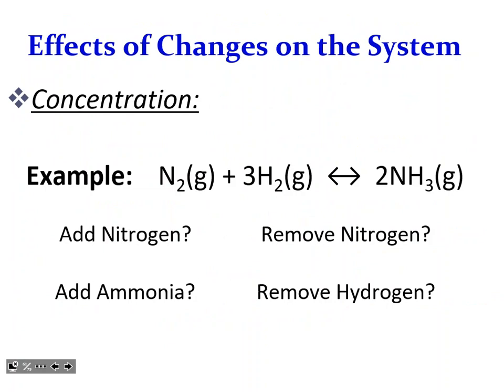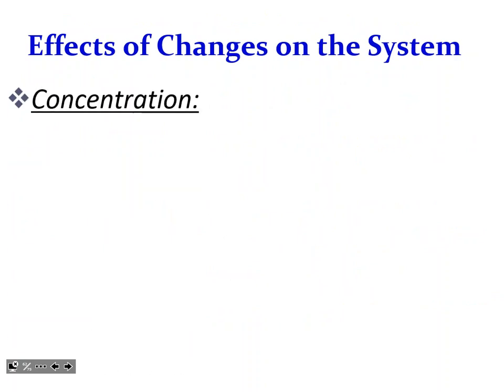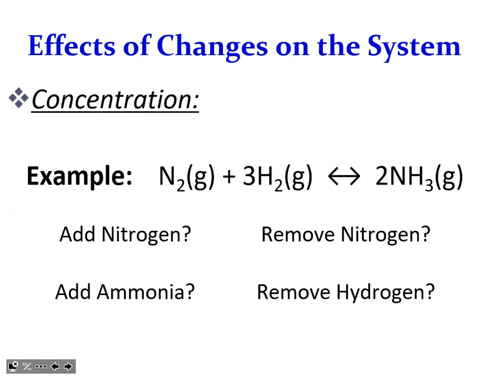Now what I'd like you to do is look at this particular example and tell me which way it's going to proceed. You don't have to write out the full sentence just like before. I put in arrows here as to which way it will go in order to reestablish equilibrium. Okay, so we add in nitrogen. Which way should it proceed? Towards the products, to the right. Like I said, I put arrows in myself.